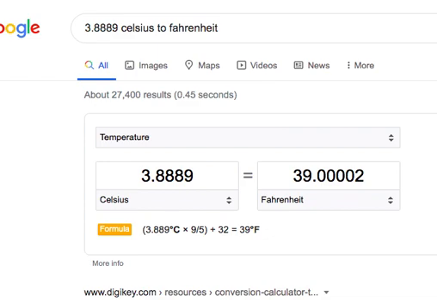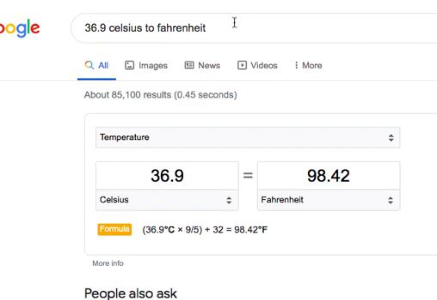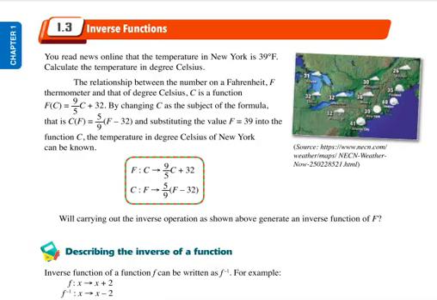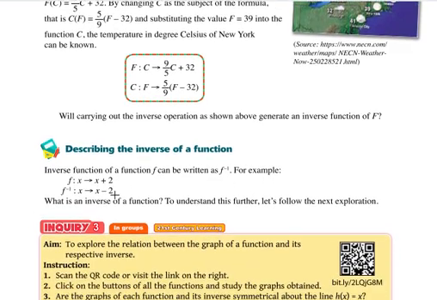Okay, if we inverse the 3.889 Celsius to Fahrenheit, it is the same. We use this function, and these two functions we call inverse functions, inverse to each other. Okay, let's see our normal body temperature, 36.9 Celsius, is this Fahrenheit. There's a relation, and these two relations using the formula, Fahrenheit to Celsius and Celsius to Fahrenheit, are inverse to each other.